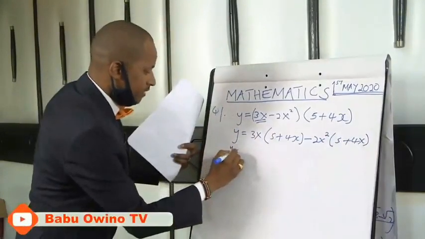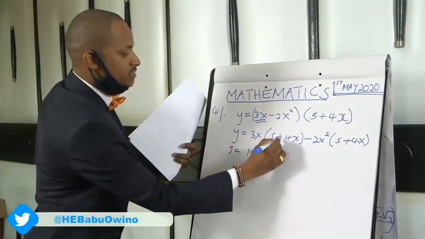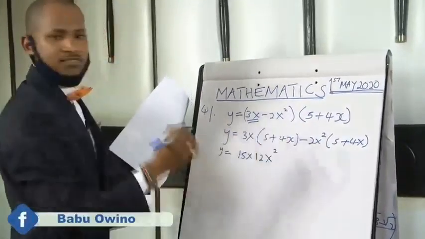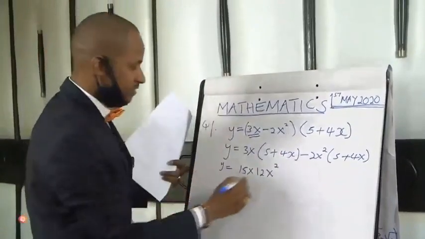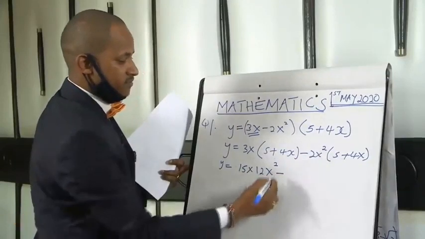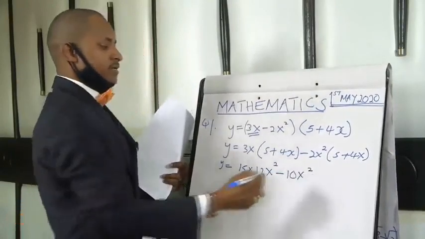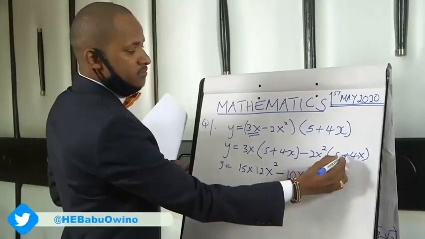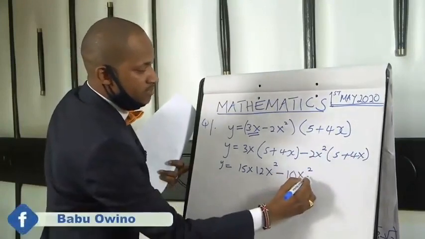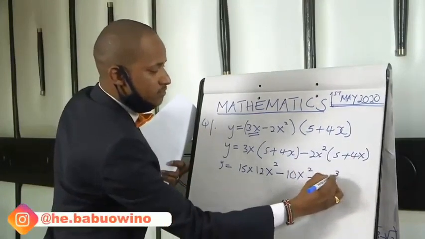Then we expand it. y is equal to 3x times 5 is 15x. 3x times 4x, we get 12x squared, x times x is x squared, 3 times 4 is 12. That's 12x squared, minus 2x squared times 5 is minus 10x squared. Then minus 2x squared times plus 4x, we get 2 times 4 is 8, that is minus 8, then x squared times x is x cubed.